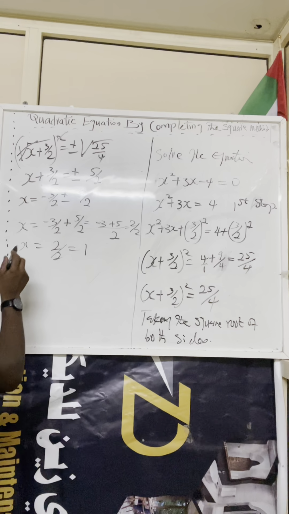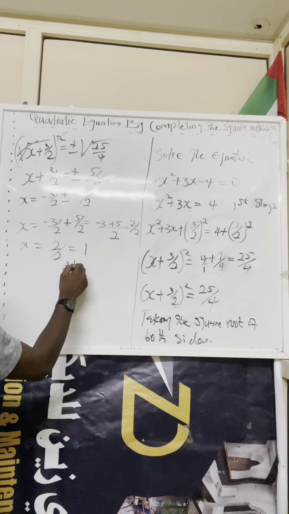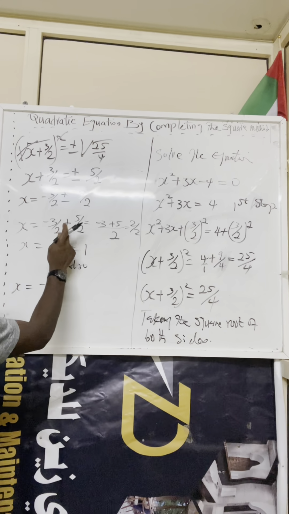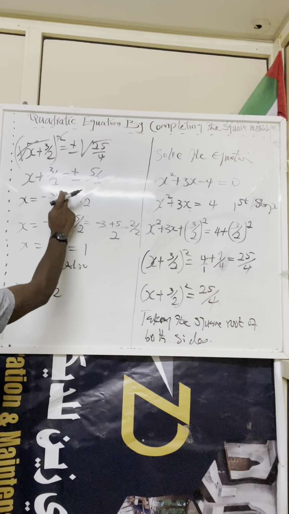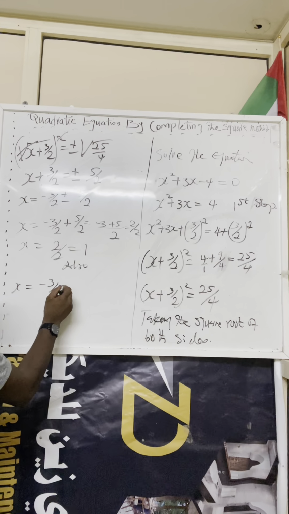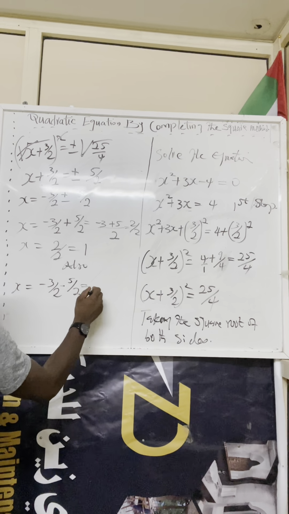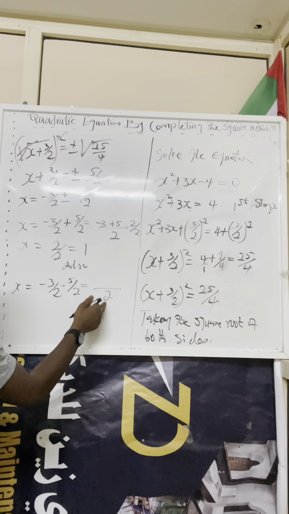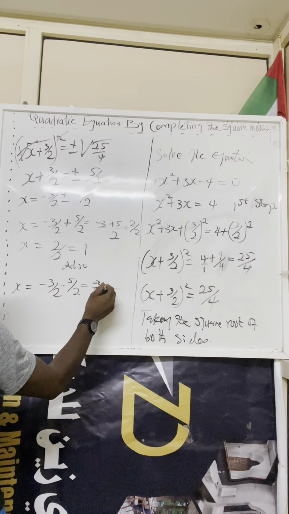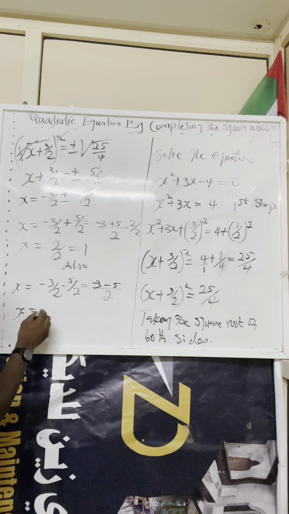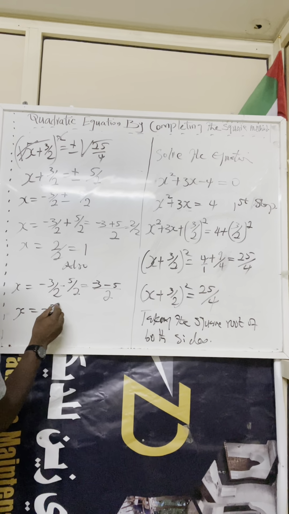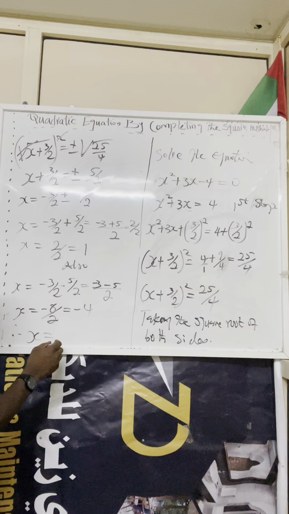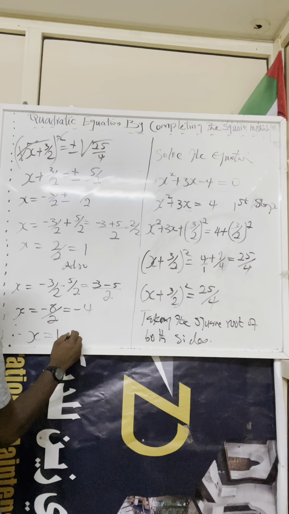So again, we now find x also equals minus 3 over 2. Now let's take the minus. We have taken the plus, so the remaining is the minus, which is minus 3 over 2 minus 5 over 2. They have the same common denominator, which is 2. So minus 3 minus 5 gives me minus 8 over 2, which equals minus 4. Therefore, my x is equal to 1 or minus 4.